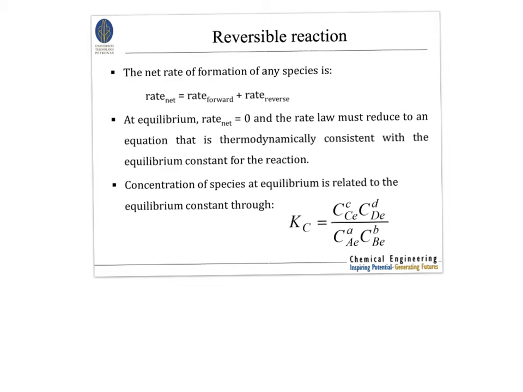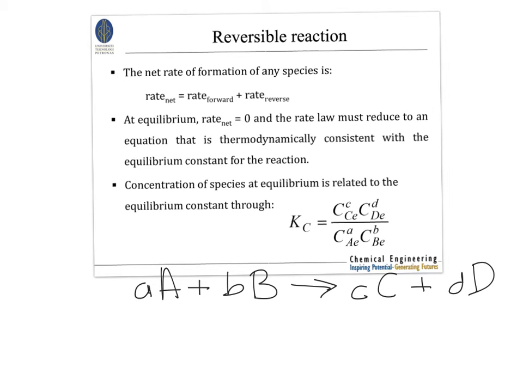Now we look into a reversible reaction. Considering you have this reaction: A plus B species B producing number of C species C plus number of D species D. At equilibrium, the reaction rate for all species is the same, so the net rate will be equal to 0. The concentrations of species at equilibrium are related by the equilibrium constant. So in an equilibrium reaction, you will have an equilibrium constant.